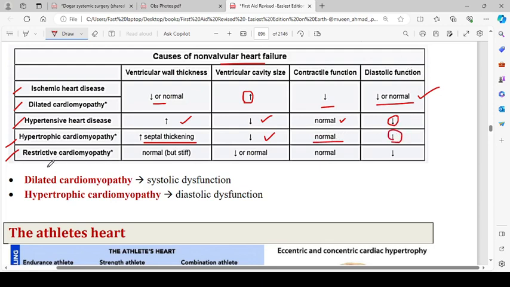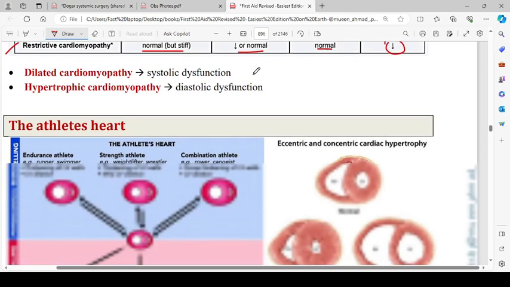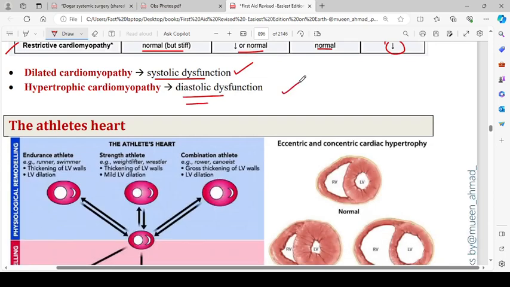Then restrictive cardiomyopathy: ventricular wall thickness is normal, but the wall is stiffer because there is some external force that is causing the restriction of the relaxation phase of the diastole. So the heart cannot relax properly. Ventricular cavity size will be decreased or maybe normal. Contractile function is normal, and diastolic function will be decreased. Dilated cardiomyopathy causes systolic dysfunction, and hypertrophic cardiomyopathy leads to diastolic dysfunction.